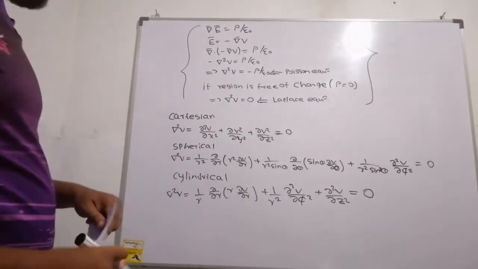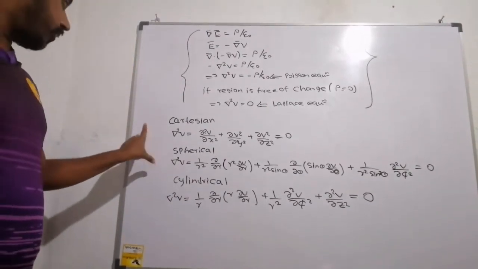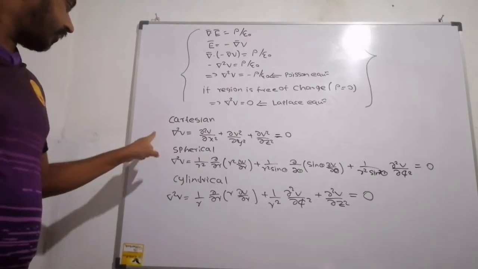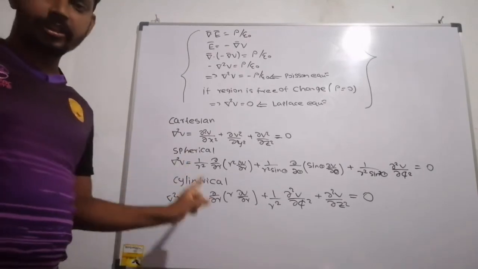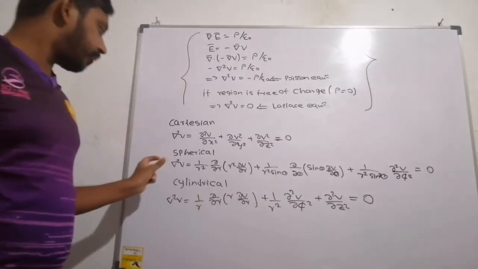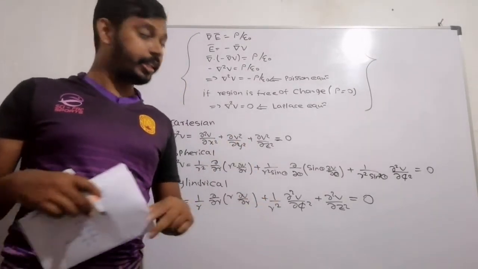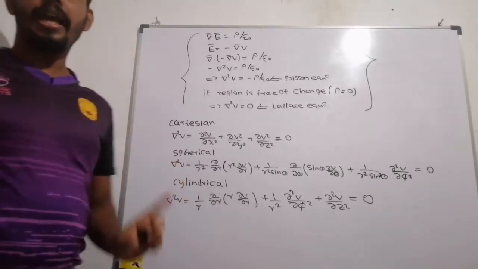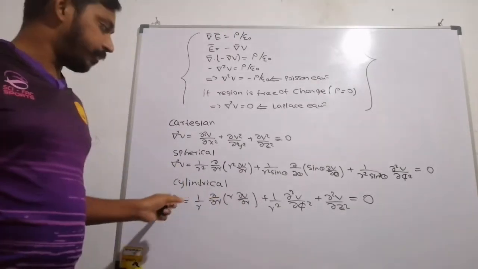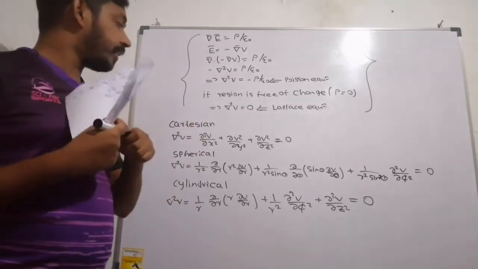Okay. These are the Laplacian equations for the three coordinate systems. This is for Cartesian, this is for spherical and this is for cylindrical. But don't worry about these formulas. You don't need to remember them. They will give all of these formulas in the exam. Now let me explain a couple of problems.